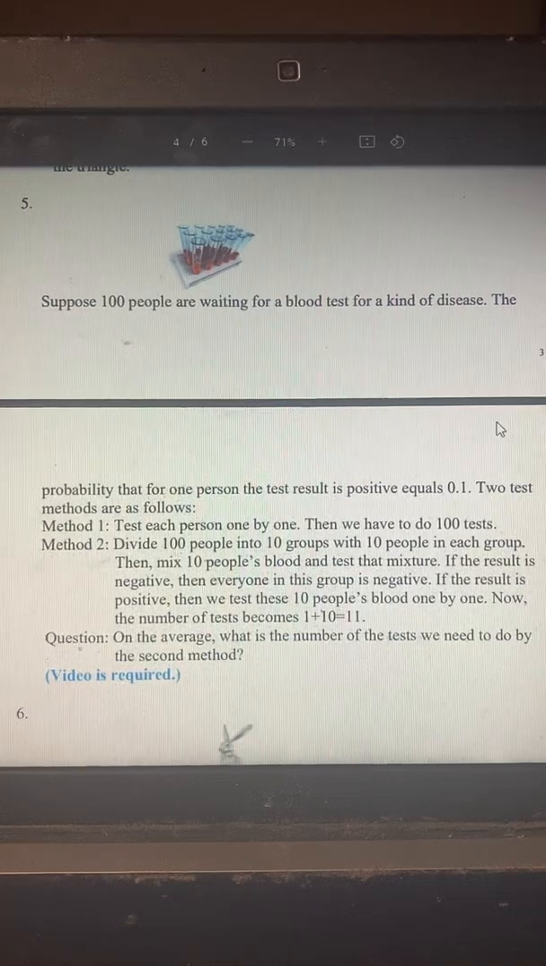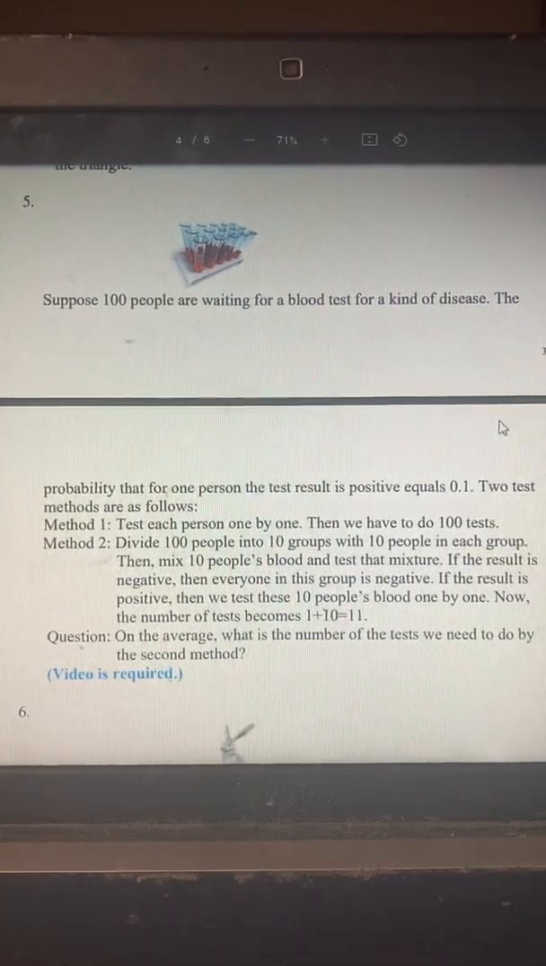So here we are asked to find the number of tests we need to do on average in the second method. Let us look at the solution for question 5. We are told that the probability that a person tests positive equals 0.1. So the probability of a person not testing positive equals 1 minus 0.1, which turns out to be 0.9.